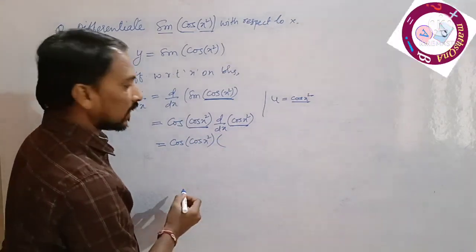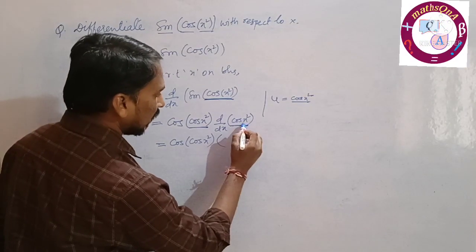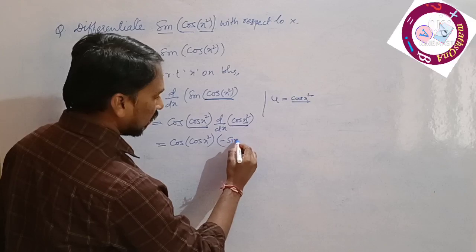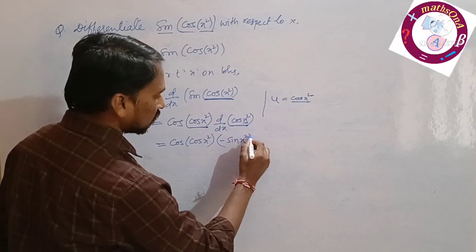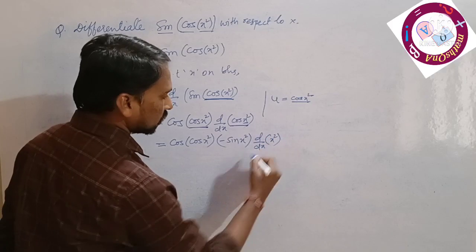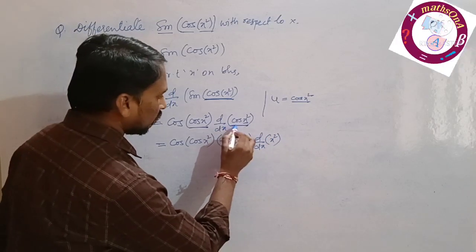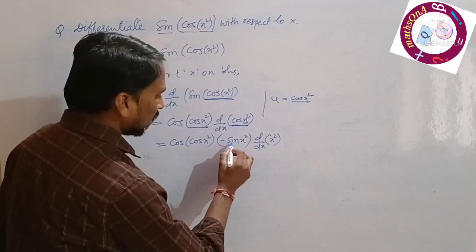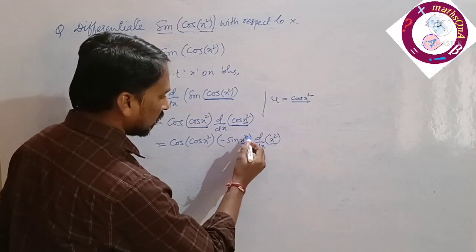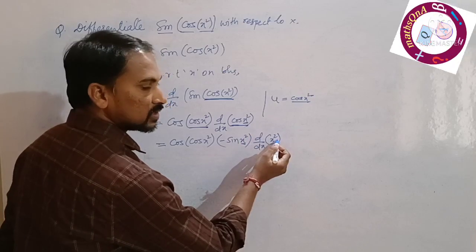Derivative of cos x square. Again consider cos angle. Derivative of cos angle is minus sine angle, angle as it is, here the x square, again derivative of angle. So derivative of cos angle is minus sine angle into derivative of angle. What is the angle here? X square. So again differentiate the angle here.